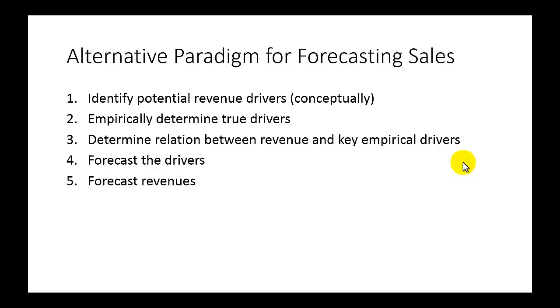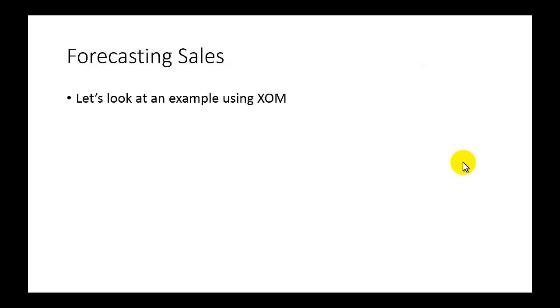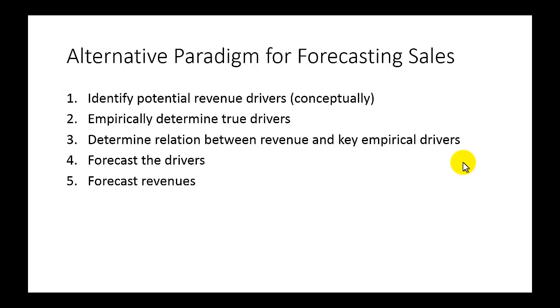Once you've empirically defined very clearly what that relation is, then you go and get some macroeconomists to help you forecast your drivers. And if you already know the relation between the drivers and your revenue, and you know what your forecast is for the drivers, then you can go ahead and forecast your revenues. So I thought we would look at an example using Exxon Mobil. So let's think about this for just a second. If we want to identify the potential revenue drivers conceptually.